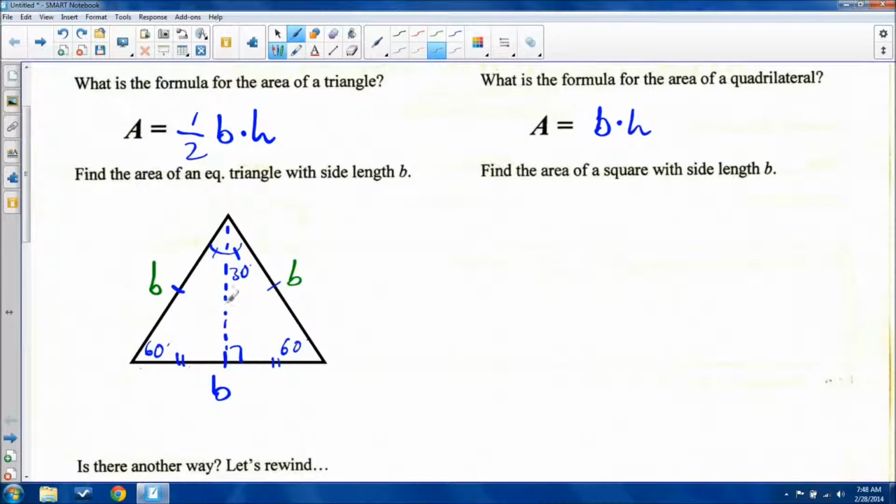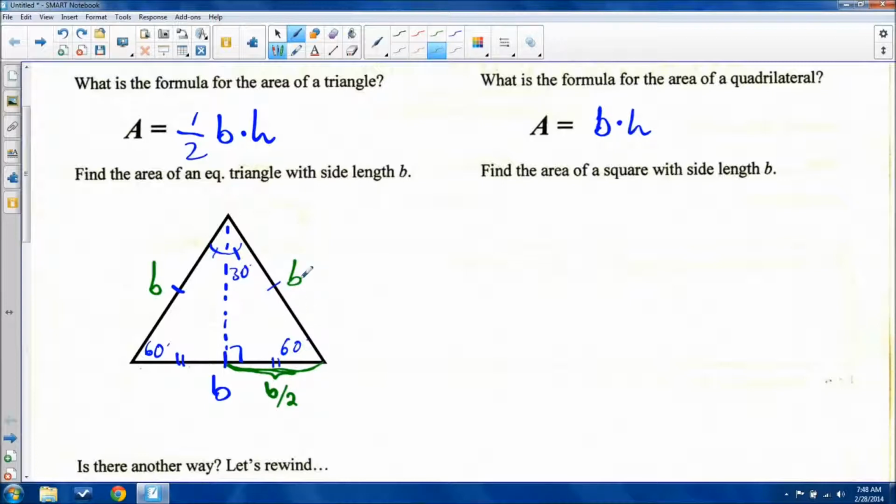What is the height? Well, the height would be using some sort of trigonometry. I can either look at this side length, which is what, by the way? If the whole thing was b and this is half of it, this must be b over 2. Okay? This is half of b.